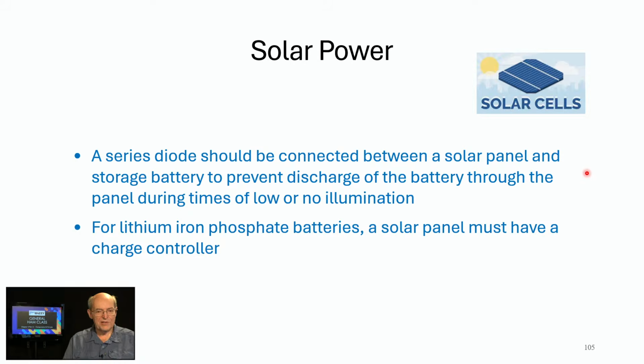And the way this pretty much works today is that there's a charge controller between the solar panel and the batteries. But if you didn't have that solar controller, this would be true. For lithium iron phosphate batteries, a solar panel must have a charge controller. For lithium, batteries have to be very carefully monitored so that the individual cells will not overheat. So that's what the charge controller does.